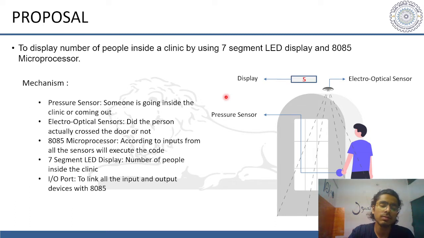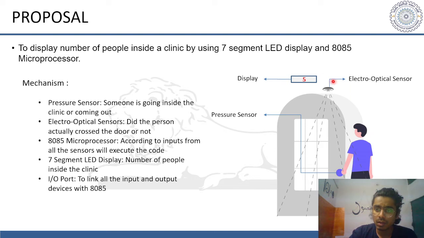So coming to the mechanism, first, a pressure sensor will be used to give input to the 8085 microprocessor whether a person is entering or exiting the clinic. When a person holds the handle outside the clinic, the 8085 microprocessor will execute the code to increase the number of people inside the clinic as the person is going inside. Similarly, if the person holds this knob from inside the clinic, the 8085 microprocessor will execute code to decrease the number of people inside the clinic.